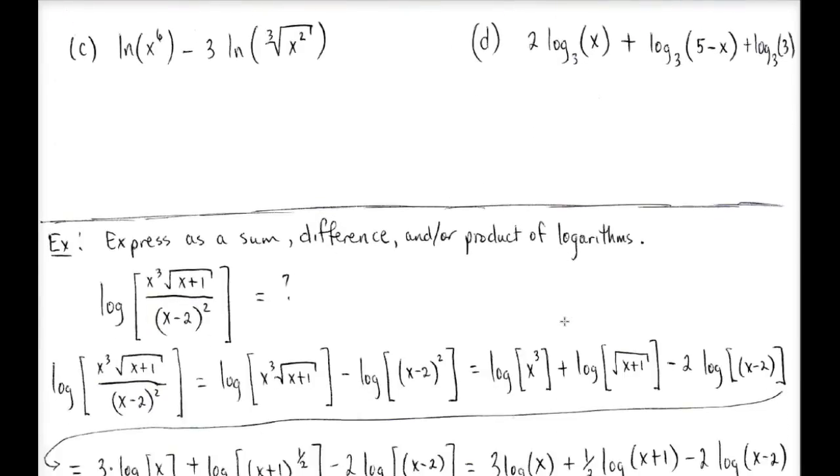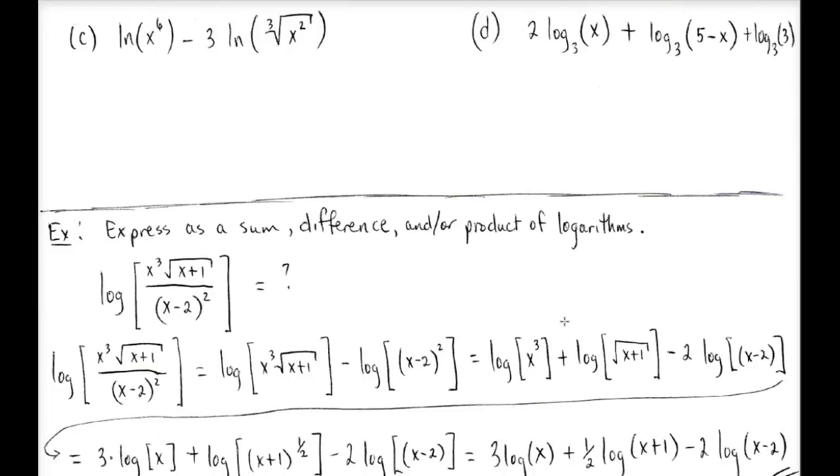All right, so moving on to our next example here. We see that we have natural log of x raised to the 6 minus 3 times natural log of the cube root of x squared, okay? So the first thing that we want to do is try to simplify this part as much as we can. And so one good thing that we could do is rewrite the cube root of x squared as just x raised to the 2/3, okay?